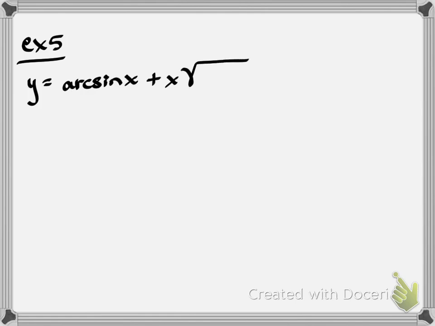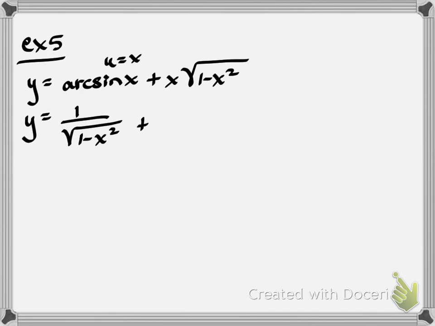All right. This example 5, I think it's a little bit wild, but let's work through it together. Let's do y equals arcsine x plus x square root 1 minus x squared. They want us to find the derivative. So, derivative of the arcsine of x is what we've been working on, where u is x. So that's u prime over the square root of 1 minus u squared plus, this is a product, so we have to do product rule.